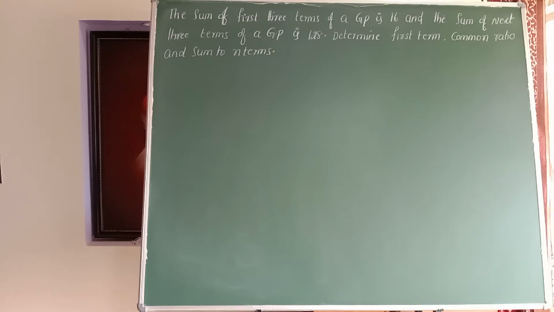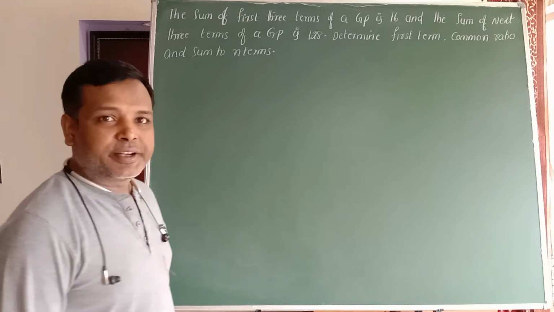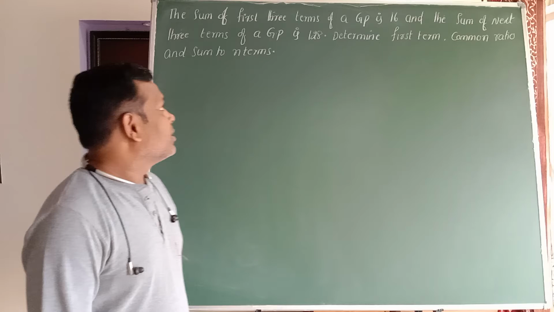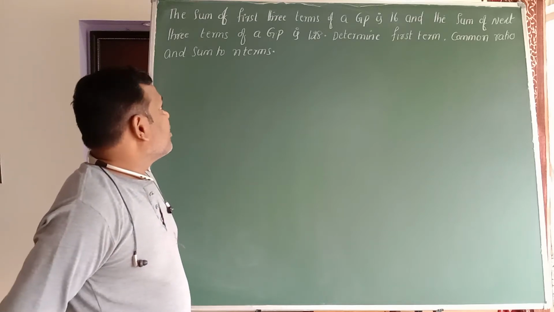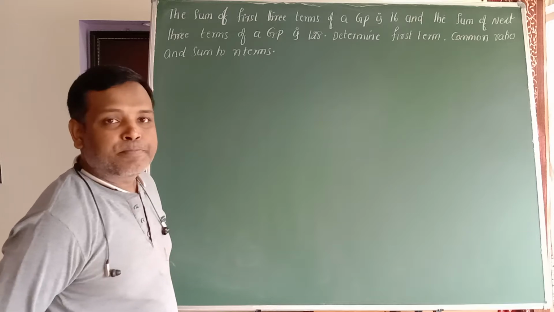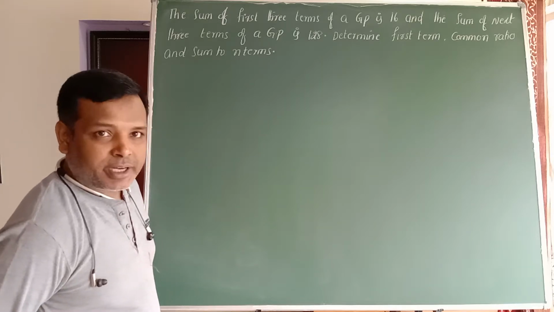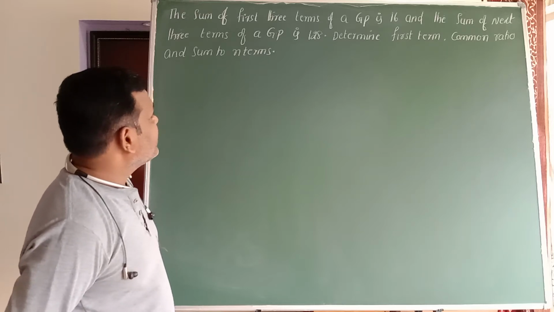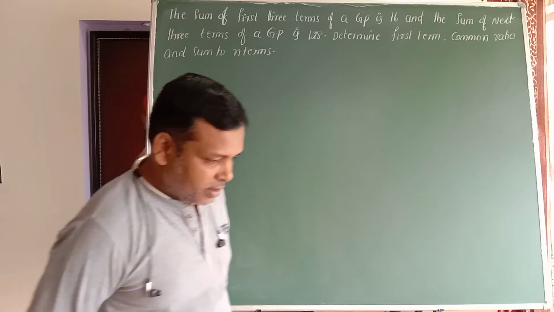Dear student, understand this question, another type of question related to sum of the geometric progression. Dear children, the sum of the first three terms of a GP is 16, and the sum of the next three terms of the GP is 128.